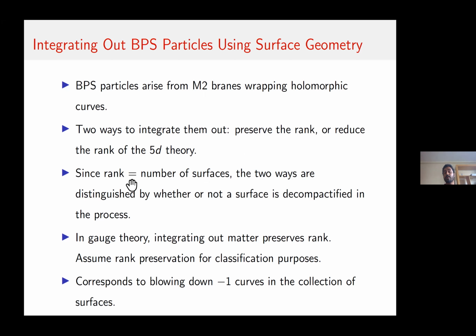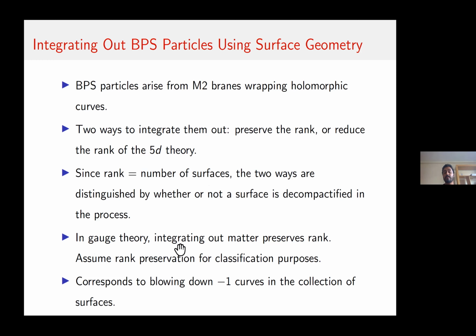And it's also equal to the number of surfaces, because each U1 gauge field, which gives a direction in the Coulomb branch, arises by compactifying the M theory three form on each surface. So these two ways geometrically correspond to whether or not, in the process of integrating out a BPS particle, you're decompactifying a surface. Okay. So which one should we choose is the question.